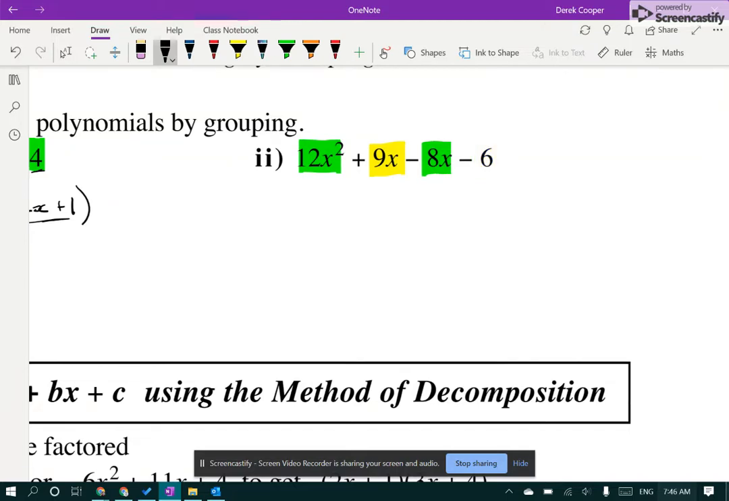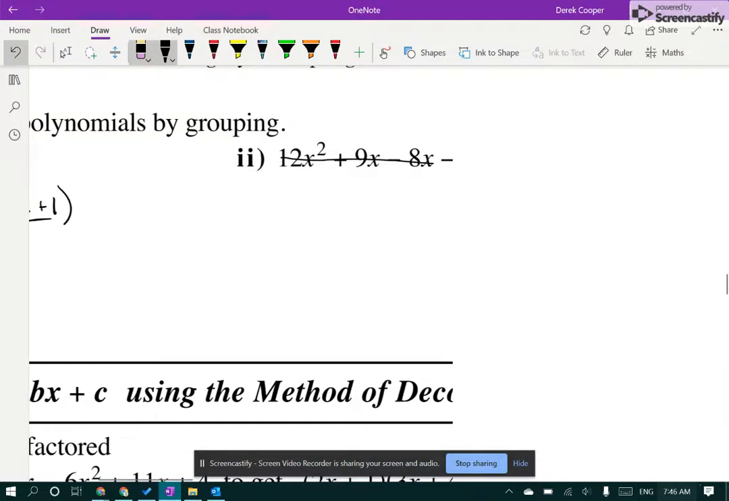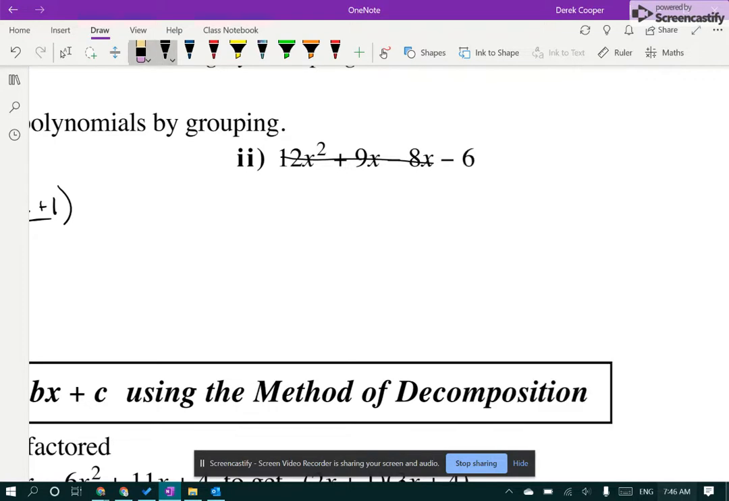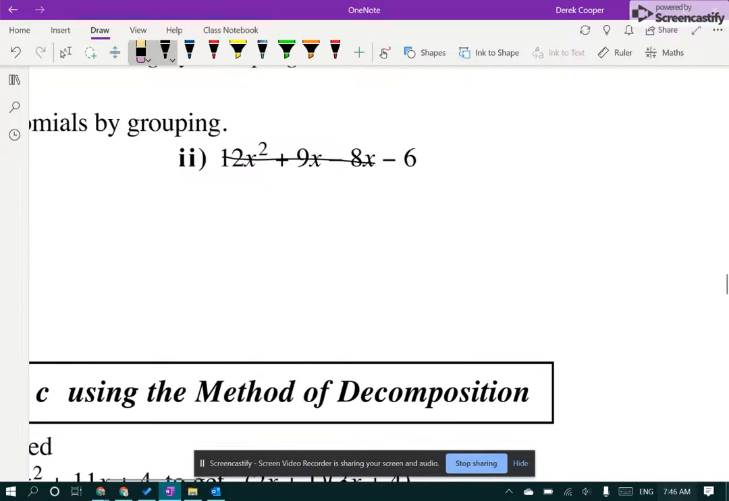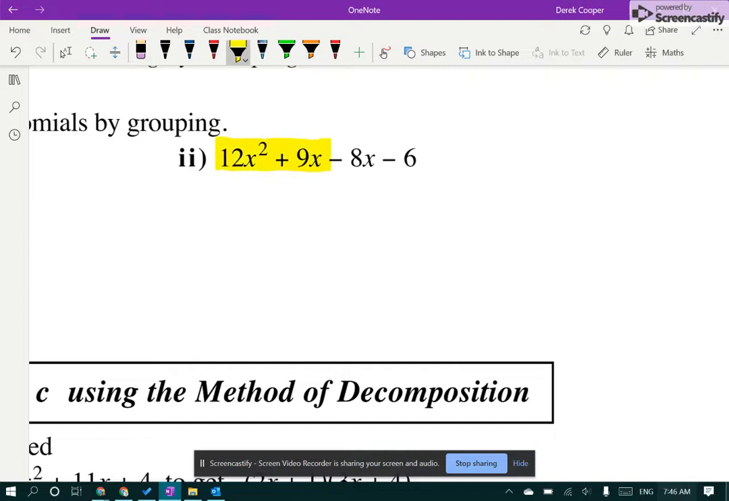We're going to group this side here, and we're going to group this side here. So here are our groups: 12x squared and 9x. We have an x that we can pull out. For 12 and 9, the greatest common factor is 3. So we are left with 4x plus 3.